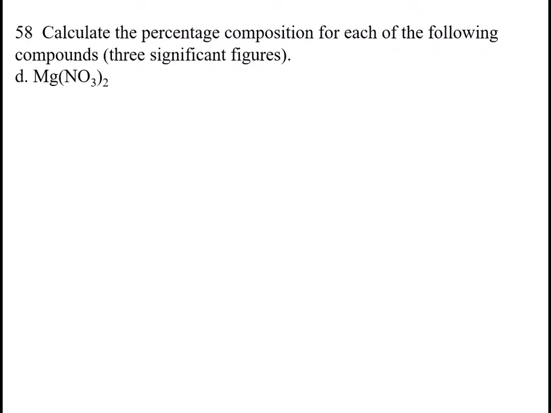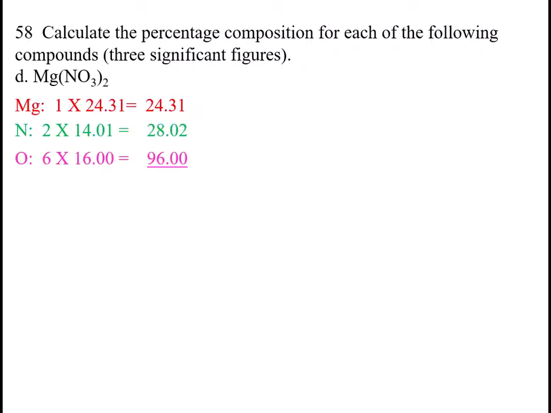Part D of this one is magnesium nitrate. Magnesium is a main group metal. Magnesium has a molar mass, or atomic weight, of 24.31, and there's 1 of them. Nitrogen, there's 2 of them, and each one's 14.01 to give me 28.02. Oxygen, there's 6 of them because it's 3 times 2, times 16, gives me 96. When I add those up, I get 148.33.